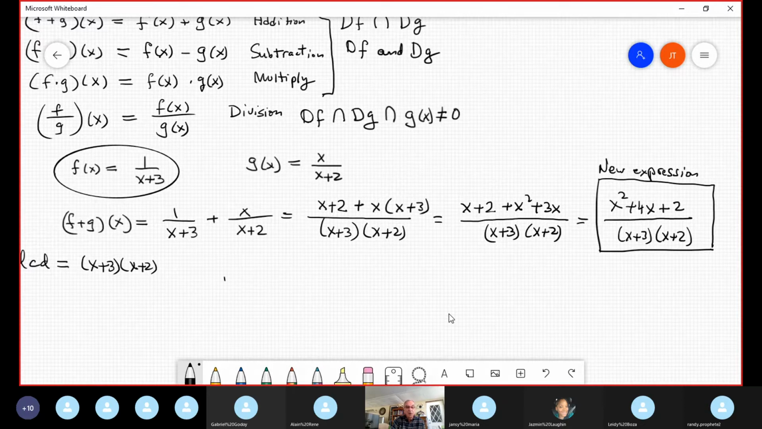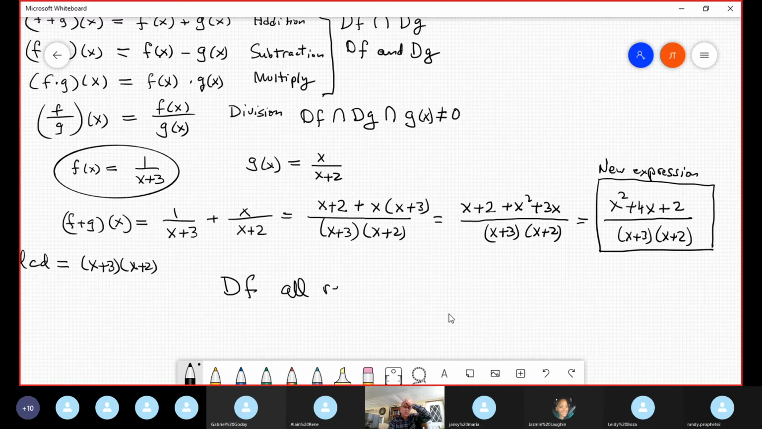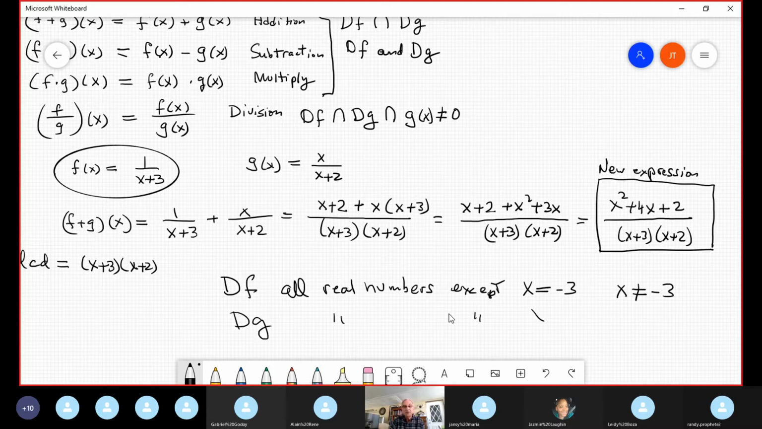Domain of f is all real numbers except -3. So it's all real numbers except x equals -3. In other words, x does not equal -3. At -3, basically, we have a hole. And the domain of g is all real numbers again, except -2.